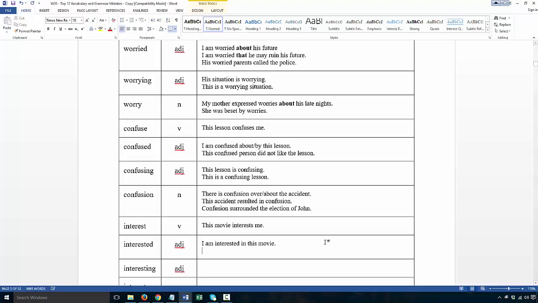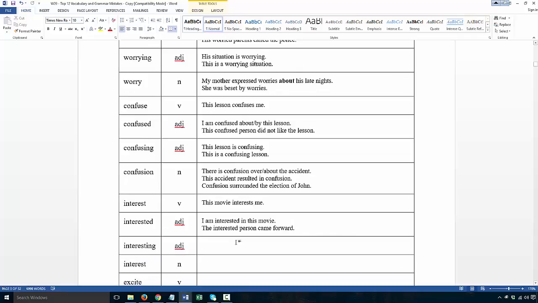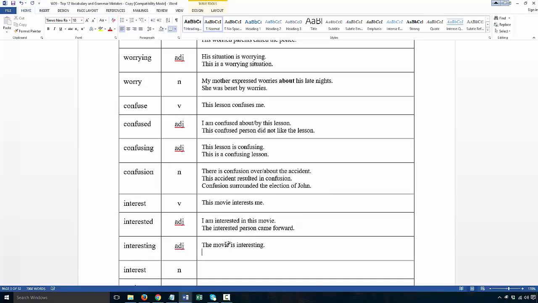How do you use interested as an adjective before the noun? The interested person came forward. The interested person entered the movie theater. The interested person put up his hand, whatever it may be. Interesting. Remember, something is interesting. What makes interesting is to describe what makes the person interested. Say the movie is interesting, or the interesting movie will be shown tonight, using the passive structure, will be shown.